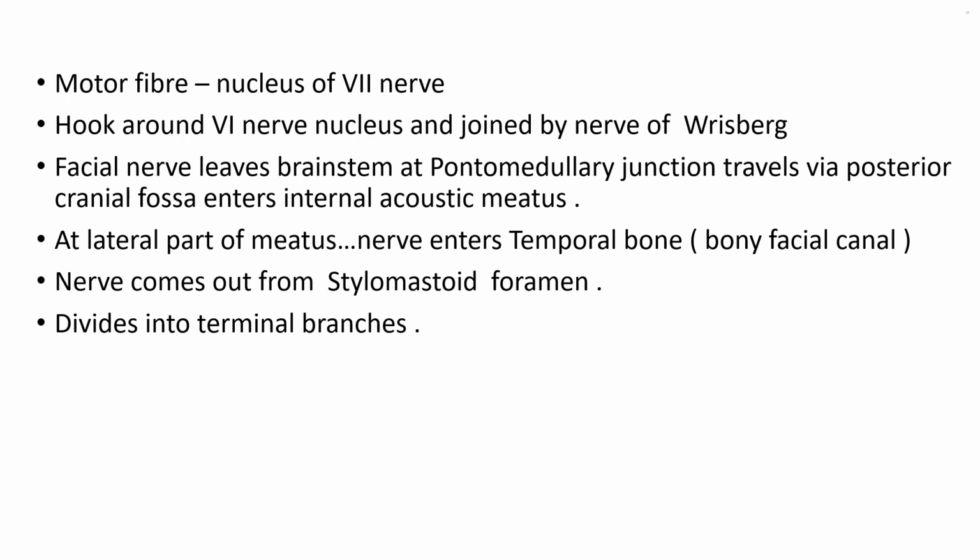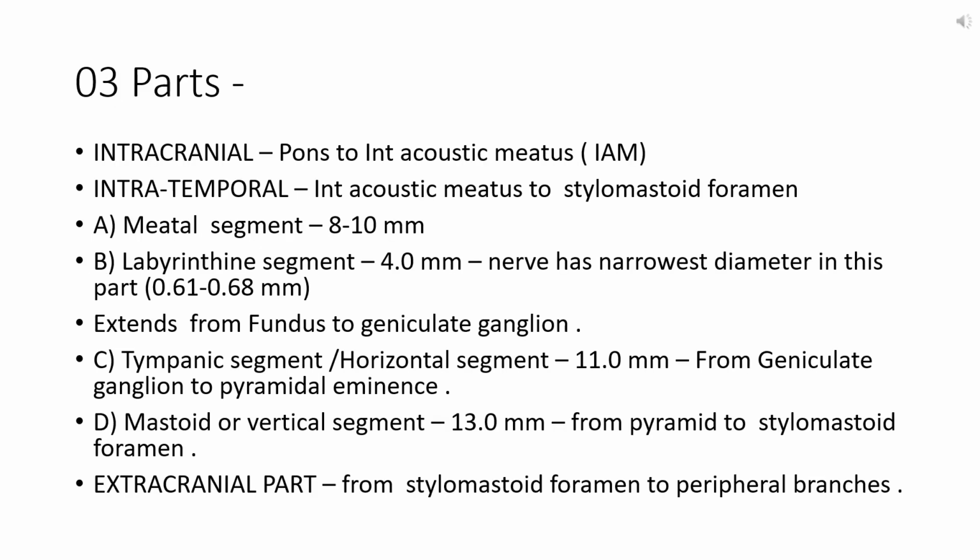Now we will see its three parts with the diagram. So now coming to all the three parts of the facial nerve, we will see each part one by one, and then we will see it also in a handmade diagram. So the first part is the intracranial part, nothing much to remember in it. It extends from the pons to the internal acoustic meatus. Second is the intratemporal part. It is very important. It extends from the internal acoustic meatus to the stylomastoid foramen.